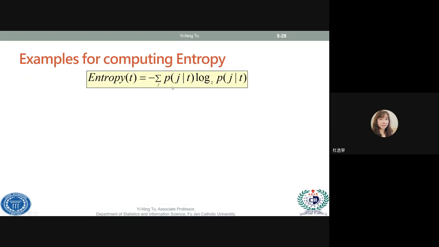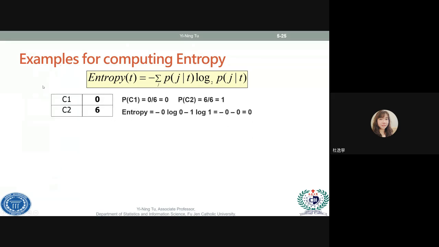So this formula is so ugly because it has a log, right? And so please underline log 2 here. So it doesn't change, log 2, okay? And it has a minus here. So how to compute it? We'll give you an example.